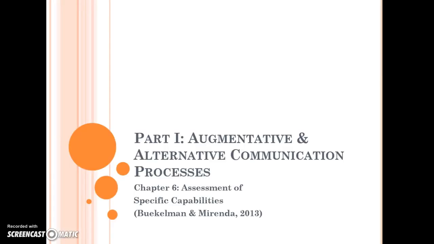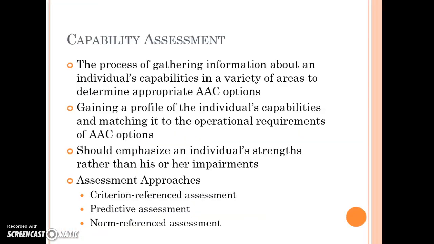Now we're on to Chapter 6. This is where we're going to get into the capability assessment. This is the process of gathering information about what an individual is able to do and how that is going to help them utilize AAC. So you need to take a profile of their capabilities and match it to the operational requirements needed for the various AAC options.